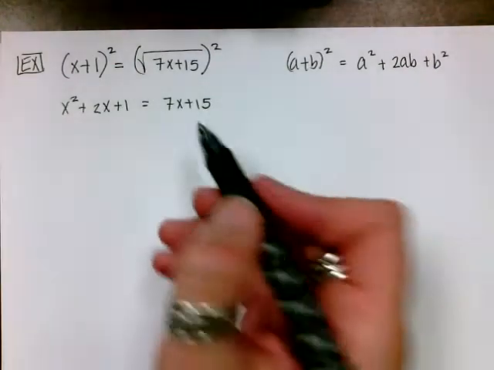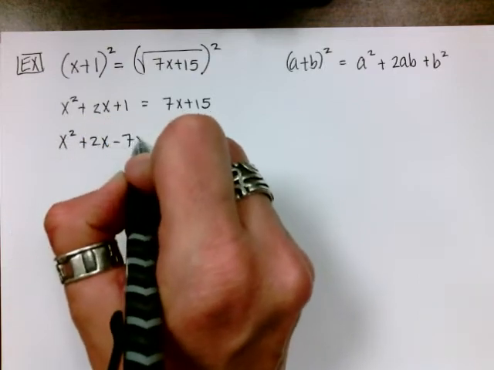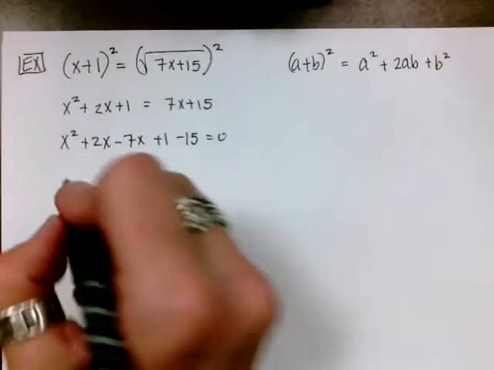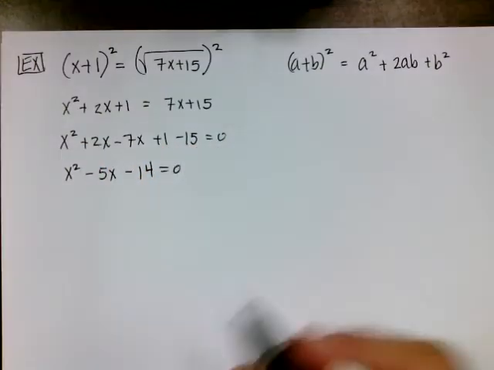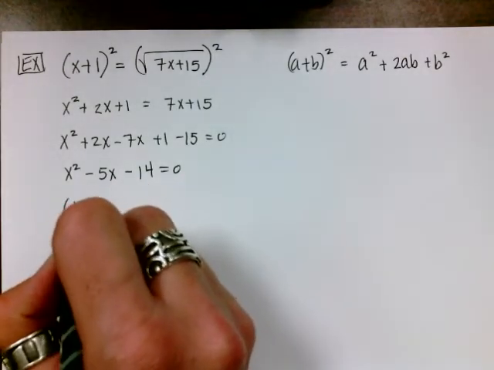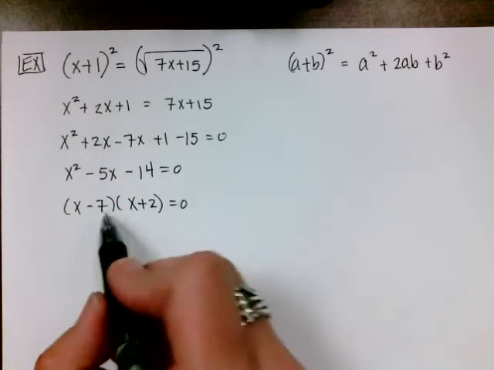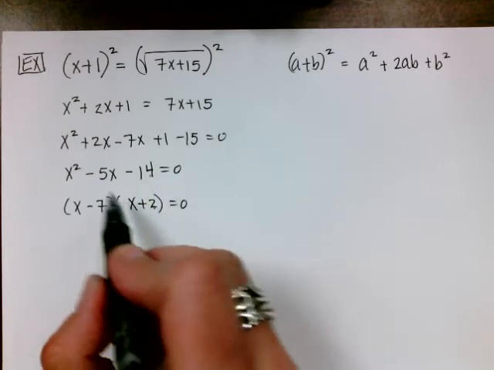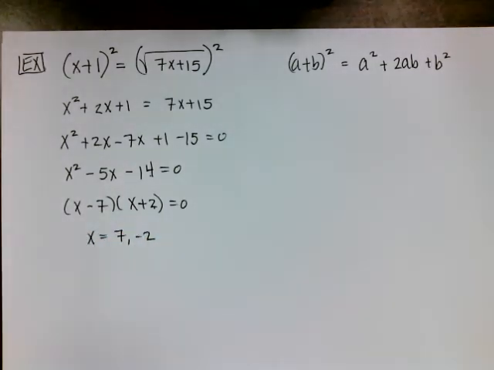Alrighty, so now I'm going to combine all my like terms. x squared plus 2x minus 7x plus 1 minus 15 is 0. Combining all my like terms, x squared minus 5x minus 14 is 0. Now I have a quadratic, and I know that I can solve those by factoring. So I'm going to factor this to be (x minus 7)(x plus 2), because a negative 7 times a positive 2 is a negative 14, and a negative 7 added to a positive 2 is a negative 5. My 2 solutions then are 7 and negative 2.